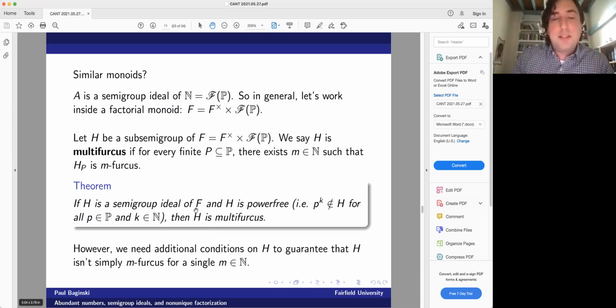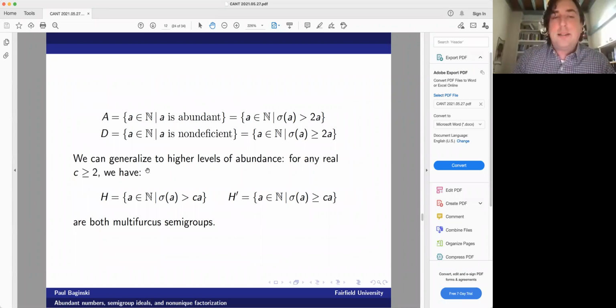But this theorem is really powerful because the hypotheses are so simple. All you need is an ideal and you need it to be power free. So I started looking at generalizing abundant numbers to other nice sets. For abundant numbers, you had sigma of A greater than 2A. The same arguments work for non-deficients, so that was greater than or equal to 2A.